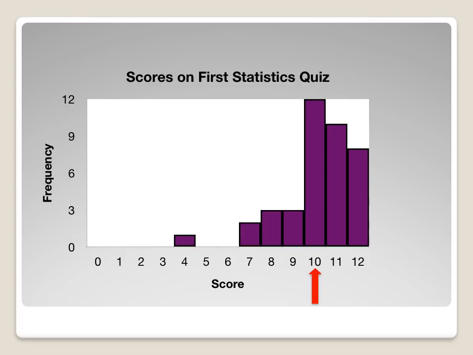So here is our score of 10. The height of that bar is the highest with the frequency of 12, and so the mode for this distribution is 10.